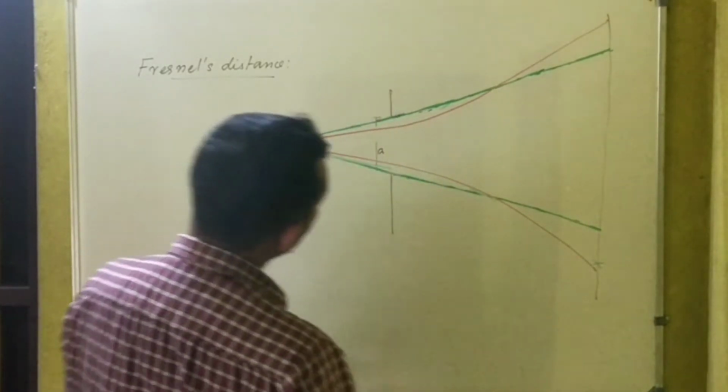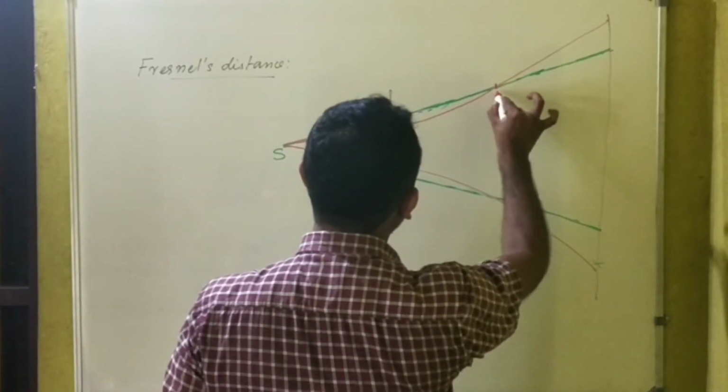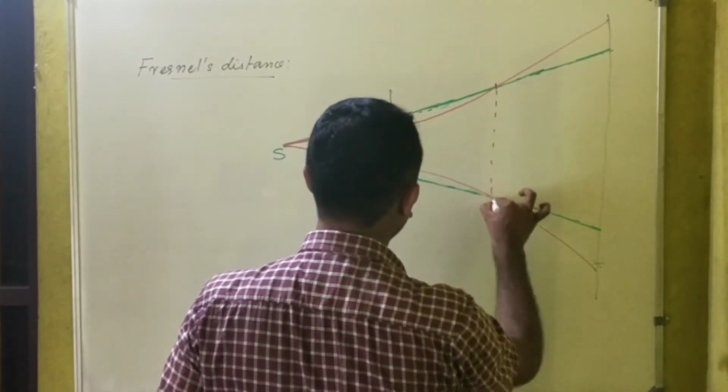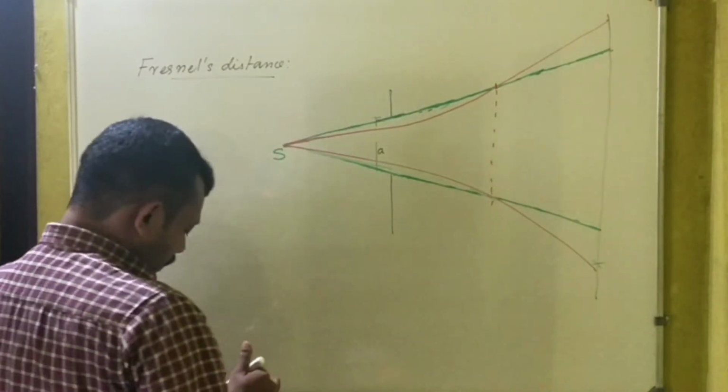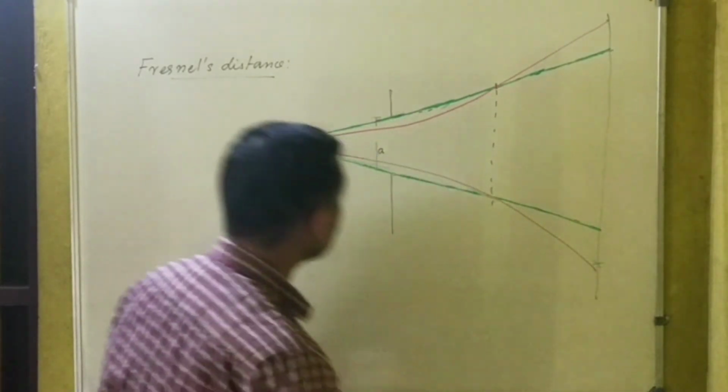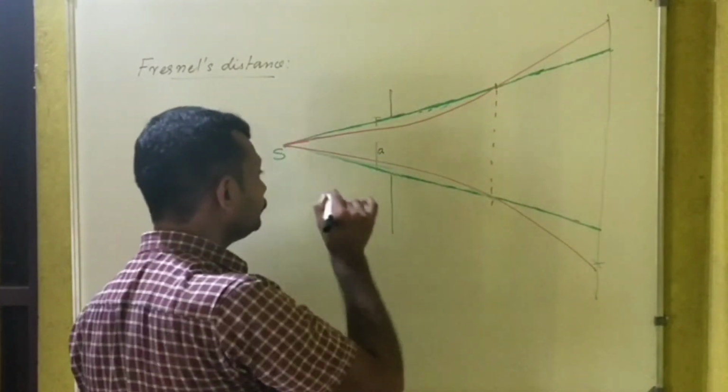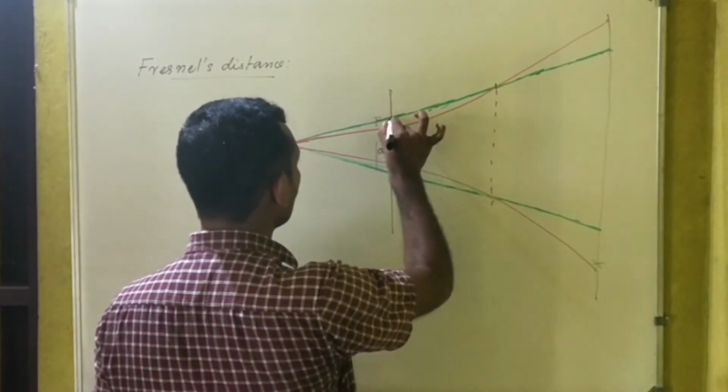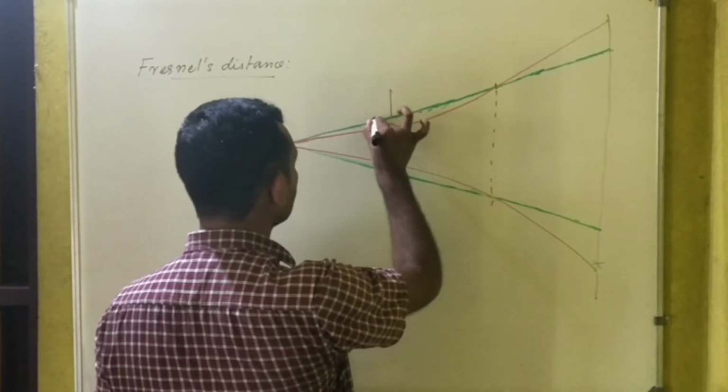Now what I am going to do is move the screen away from the slit. Now see here, the width is a.